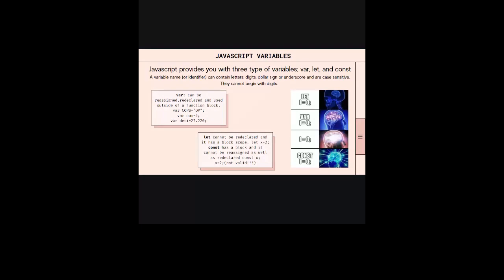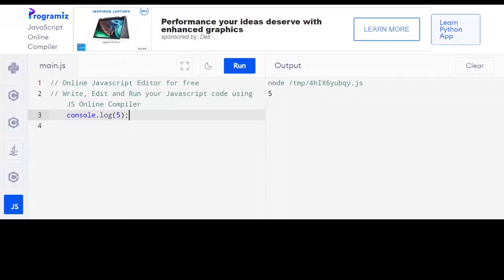Okay. How to name a variable? The name of a variable can start with letters, or a dollar sign or underscore. They cannot begin with digits, right? So for better explanation, I will move towards the compiler. I hope my compiler is visible. I will go slow as requested.